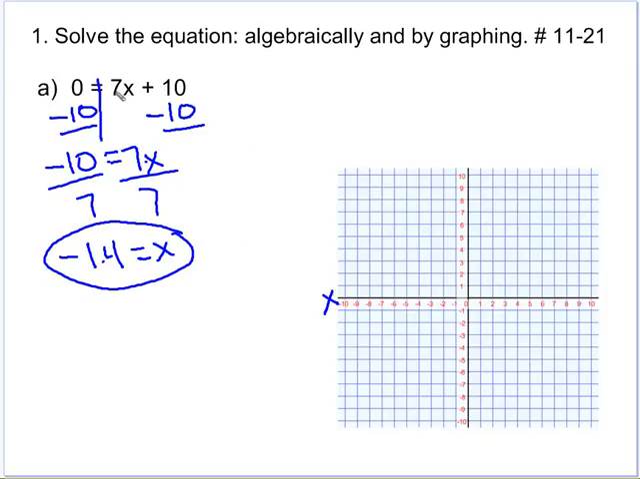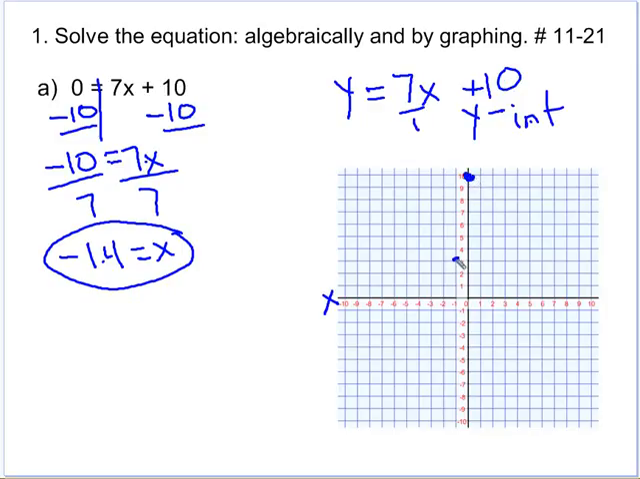Now I want to take the same equation and I want to put a y there instead of the 0. Because remember, we only put the 0 to find where it crossed the x-axis. If I put it in this form, y equals mx plus b, we can see that 10 is the y-intercept. And that 7 is the slope, or more importantly, 7 over 1. So let's start with the y-intercept and the slope.